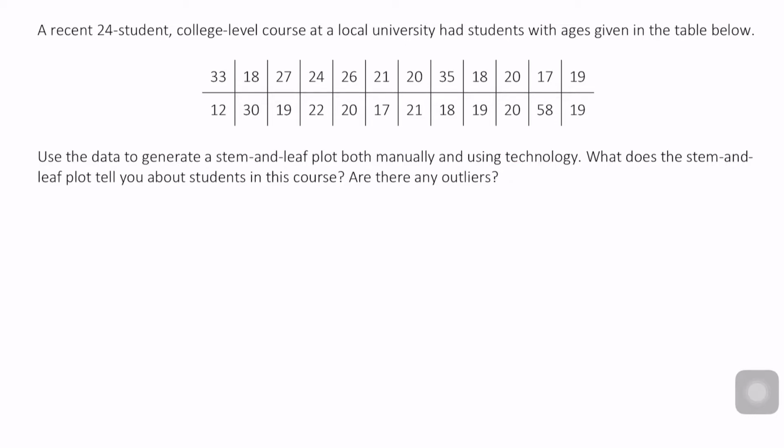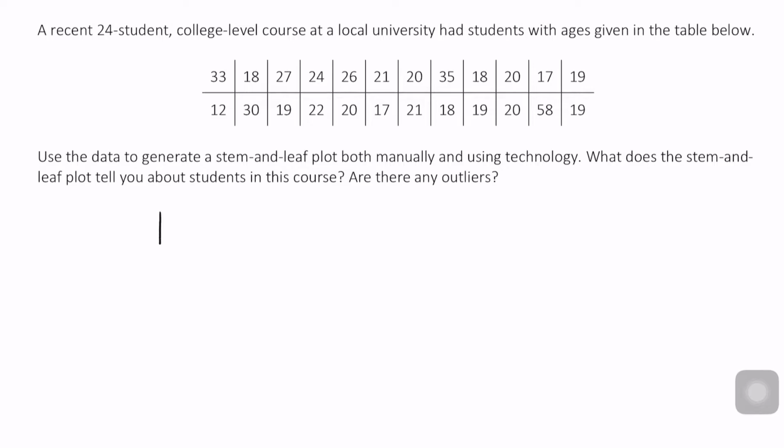And then here, the follow-up question. What does the stem and leaf plot tell you about the students in this course? Are there any outliers? The first thing you need to do is sort the data. And we can go ahead and rewrite all these 24 values, or we can just sort it within our stem and leaf plot. And I'm going to tell you what I mean.